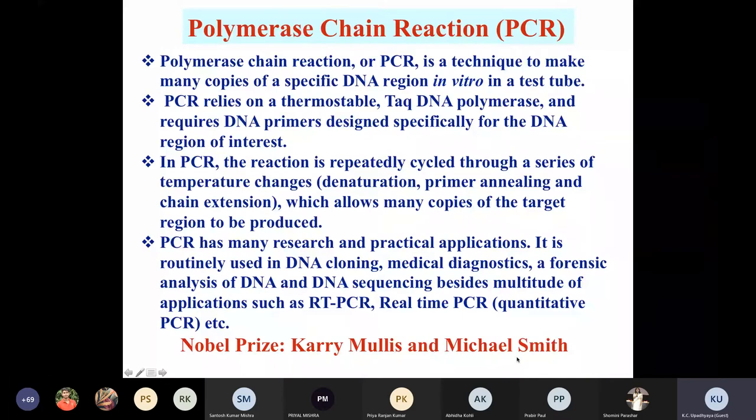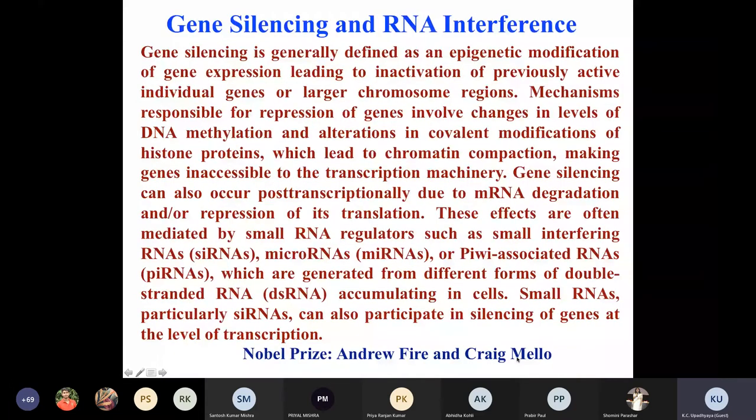Another discovery which also revolutionized the whole thing came in the end of the 1990s, 1998 actually, and that is gene silencing, called RNA interference. Of course, there is a long history behind this. What has happened is that people work, and then eventually somebody else harvests the results. This whole thing started in the plant system.